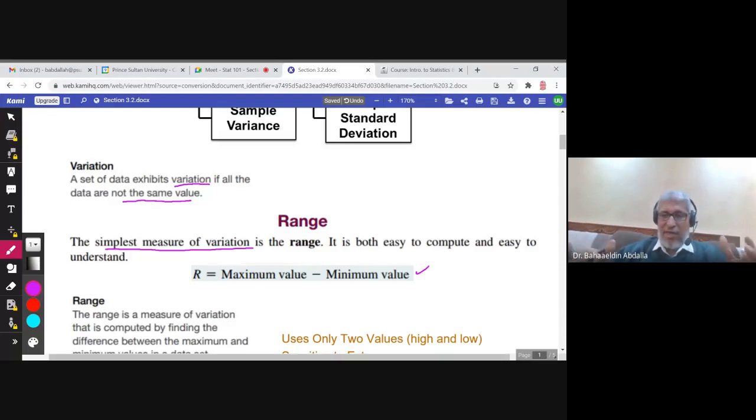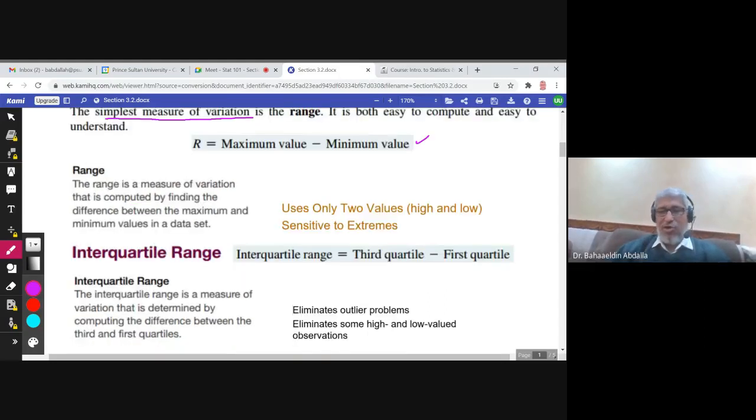variability. If you know that the maximum in the quiz is 100 and the minimum is 60, you know that the range of the data is between 100 and 60. You get some idea about the data and the variability. But we use only 2 values, the maximum and the minimum. What about the other values?